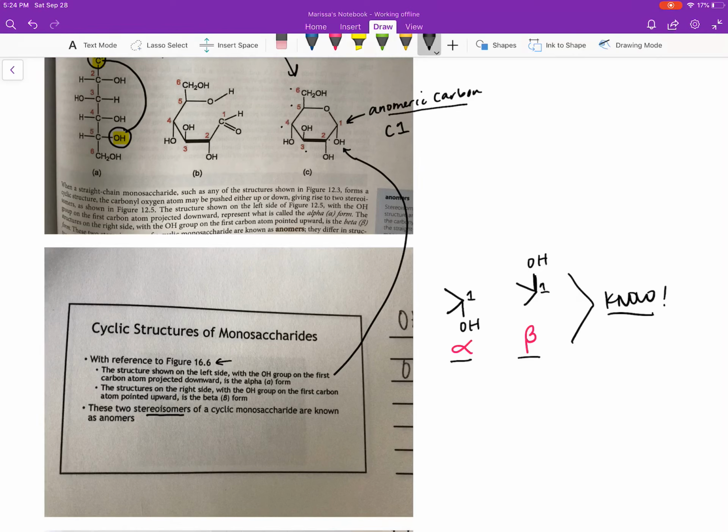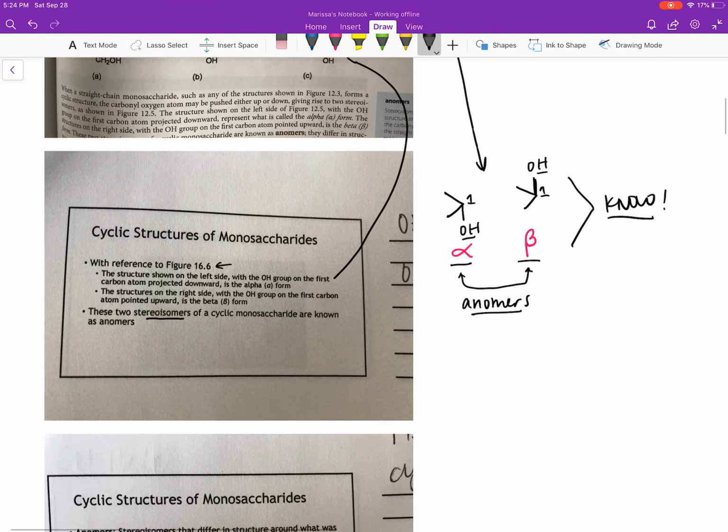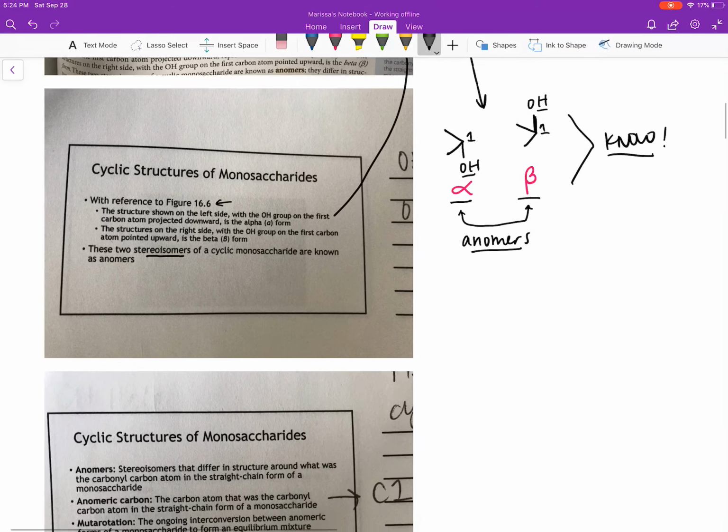Because these are specific types of stereoisomers, we call them anomers, which makes sense if you think back to what we're talking about. The anomeric carbon is the one that is different, and therefore they are anomers of each other. Mirror images, but the same in some ways and different in other ways. That's really all I would like you to know about the anomeric carbon.